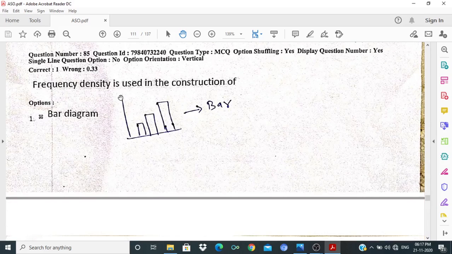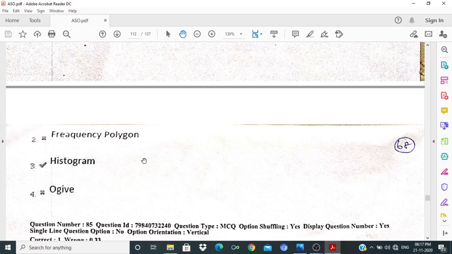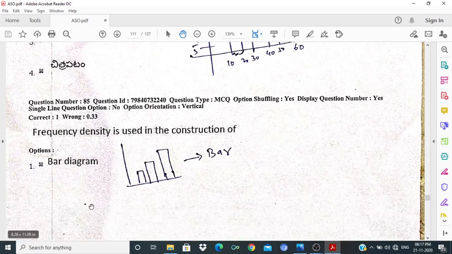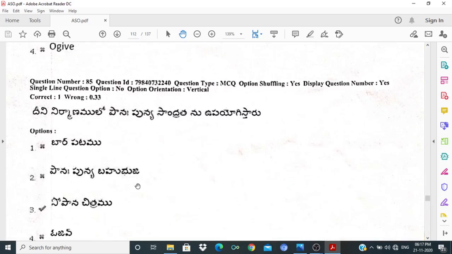Frequency density is used in the construction of the histogram, not the bar diagram. This is the frequency density, histogram.